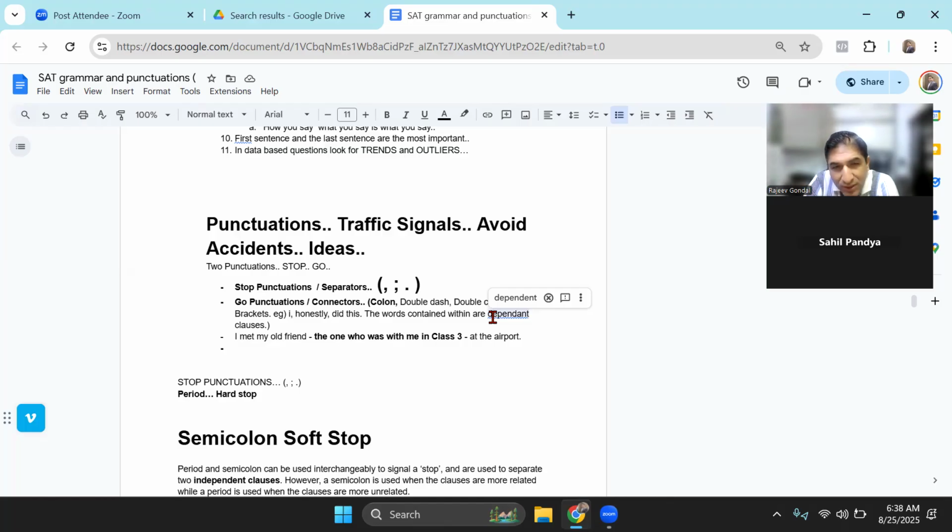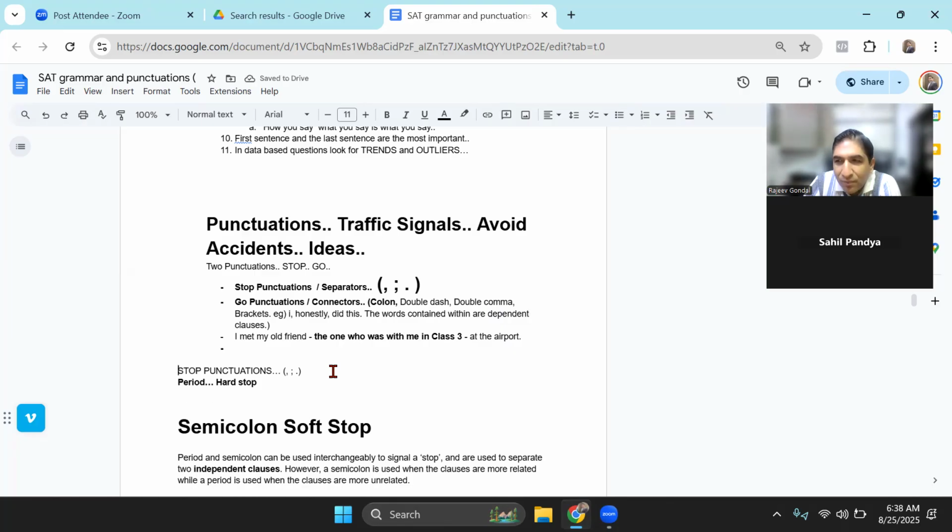So not just SAT, ACT, all the different tests in India and in US have this component of grammar in them. So we'll go through the rules. We'll understand how these rules work, and we'll see some practical examples of these rules as well.